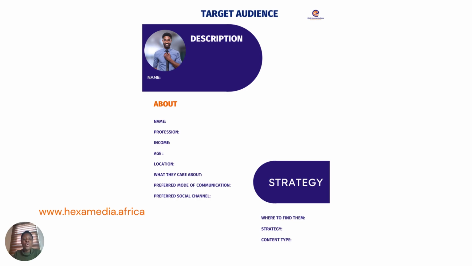You need to know what part or what category of audience you're trying to reach out to with your content based on your goal. And we're going to come to goal very quickly. But then their name, their profession, their income, their age, location, what they care about, their preferred mode of communication, their preferred social channel. So, what platforms are they usually on?